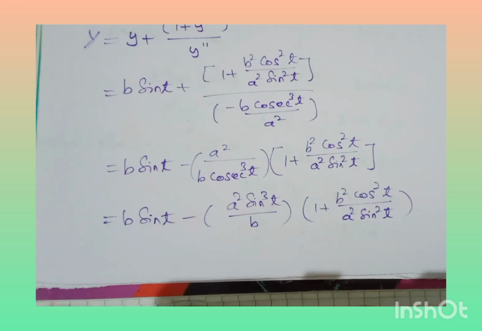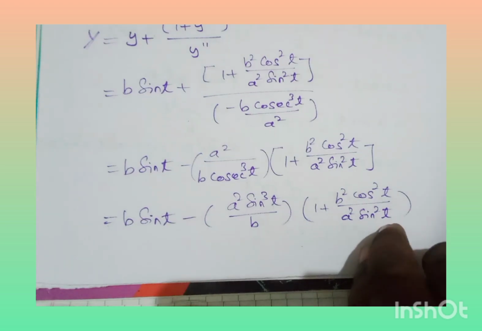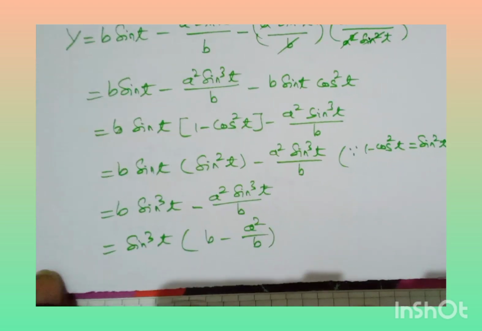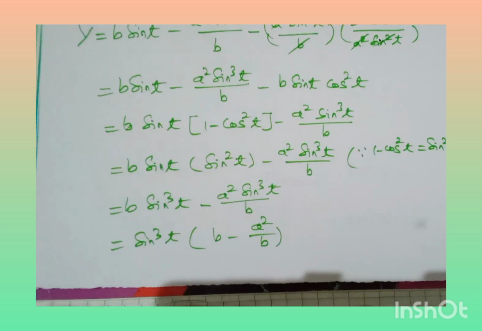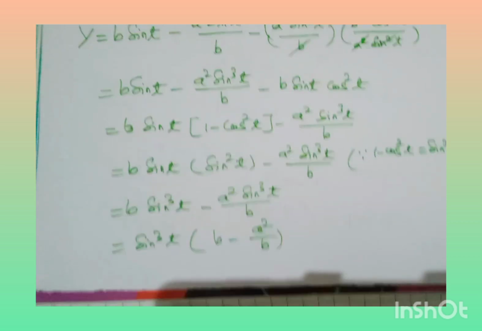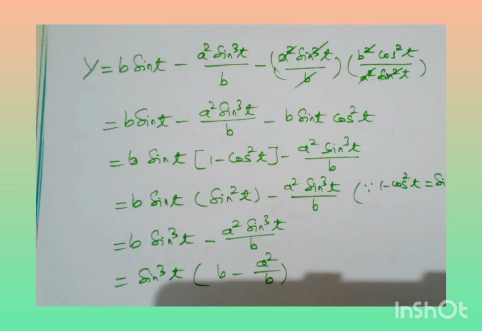So that cosecant can be written as 1 by sine, so it goes to numerator, and then the rest of the terms are written as they are, isn't it? And then b sin t minus a squared sin cube t by b into b squared cos squared t by a squared sin squared t, isn't it? And then b sin t minus a squared sin cube t by b sin t cos squared t. So and then simplify. So 1 minus cos squared t can be written as sin squared t minus a squared sin cube t by b.